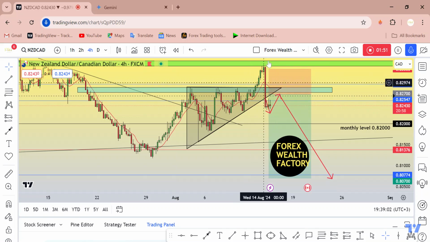So after the price made this bearish price action, I can tell you that New Zealand CAD will not continue to the upside. Sorry, it will move to the downside. Why? Because we have this breakout of the trend line we have in the triangle.